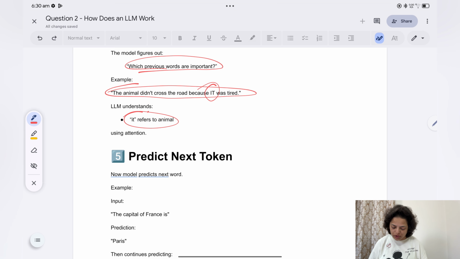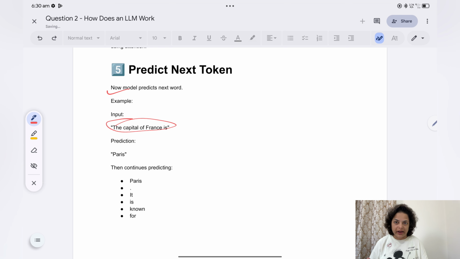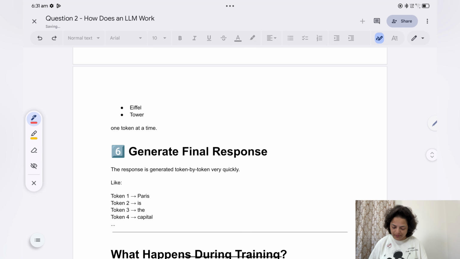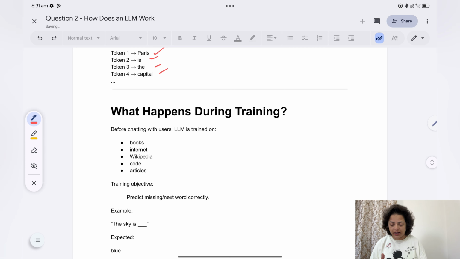Now predict the next token. The model predicts the next token. For example, if the input is "the capital of France is," it will predict Paris. Then it continues processing Paris, and then "it is also known for" something like that, and all the other sentences. Now generate the final response. The response is generated token by token very quickly. For example, token 1: Paris is the capital. And then the user will see that response.